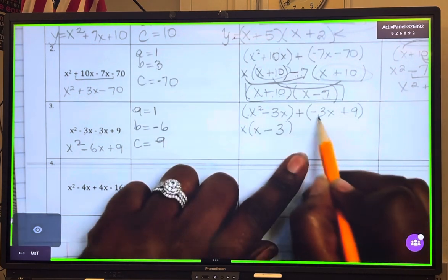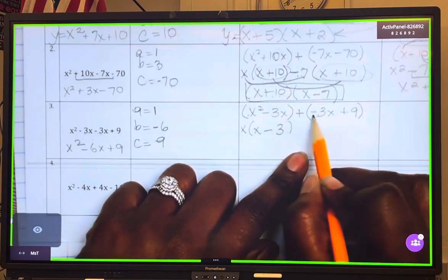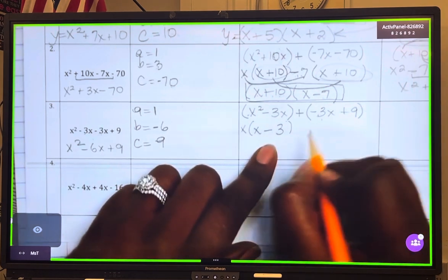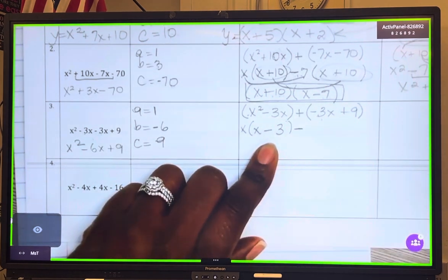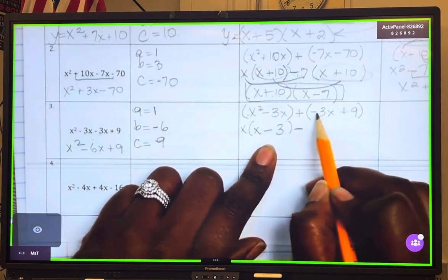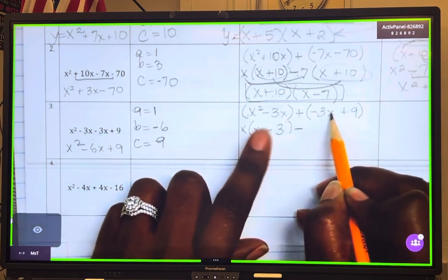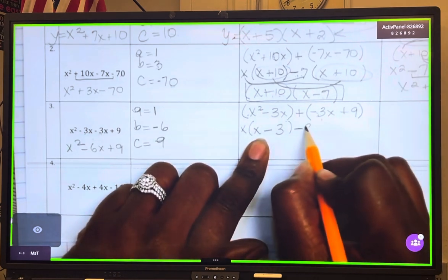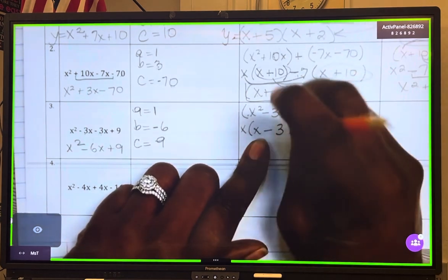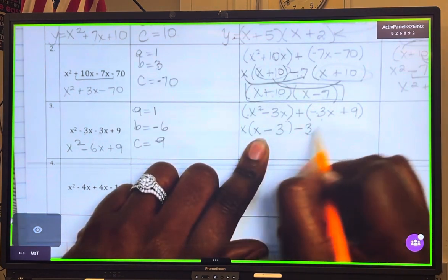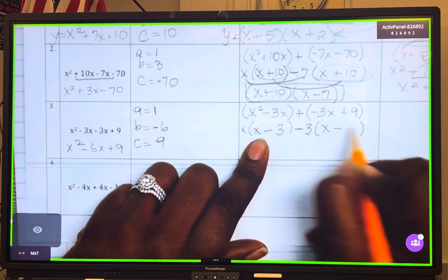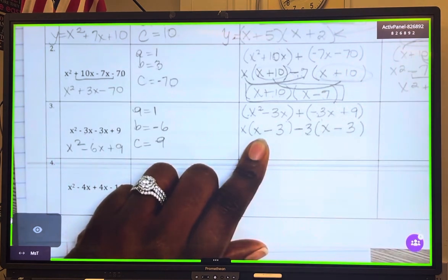All right, now here, what do I have in the front? A negative. So guess what I'm going to pull out? I'm going to put a negative right here. What am I pulling out? If I'm going from negative 3x and I know I want just an x inside my parentheses, am I pulling out a 9 here? No, 3. I'm pulling out a 3. Why? Because what do I want left in here? X minus what? 3. Right?